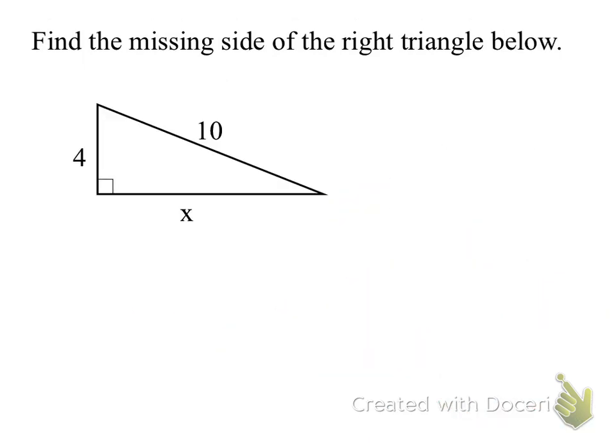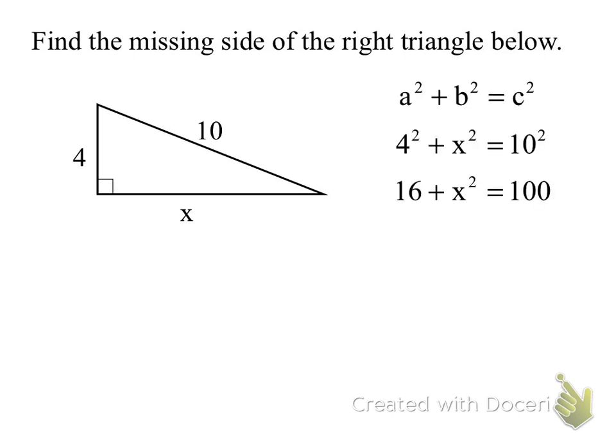Okay. Somebody asked me, do they always give you A and B? No, they might give you C. So in this case, we would just substitute. What's given here is A and C, or B and C. I still use my Pythagorean Theorem. And then when I do that, we can subtract 16 from both sides, and I get x squared is equal to 84.